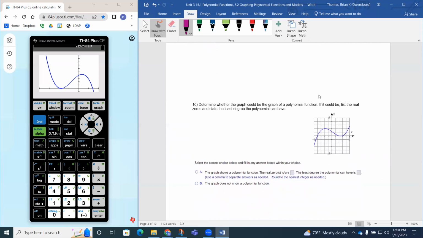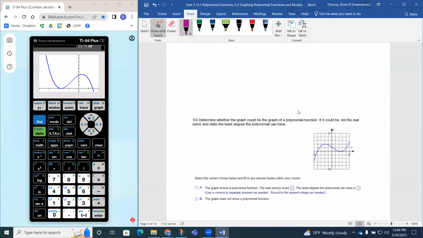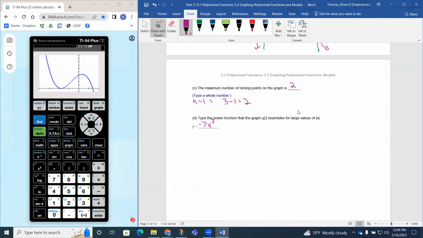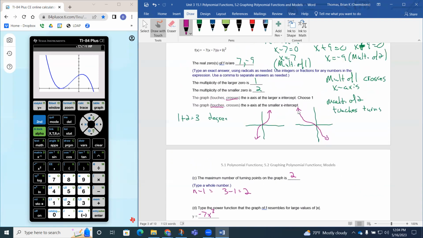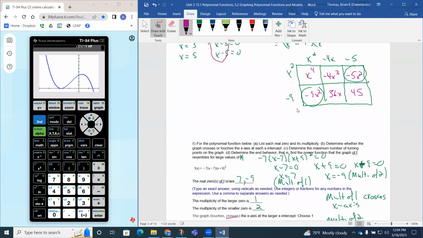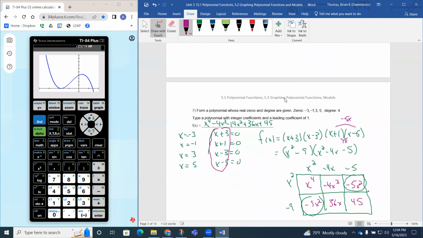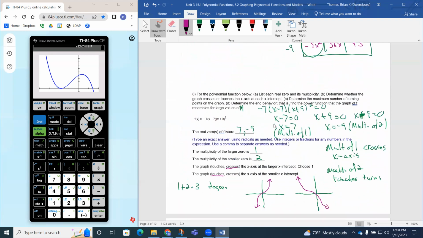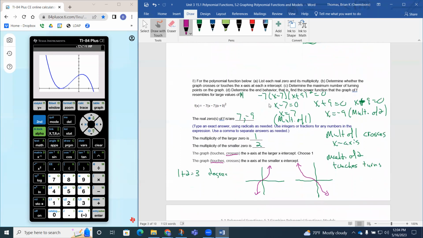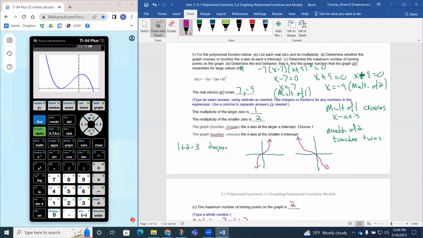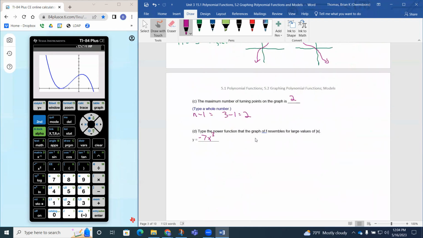So as we keep going here, determine whether the graph could be a polynomial. Now, this is question 10. So let me see here. Do we need anything else on this one? So question 8. So A, list B, determine whether the graph, determine the maximum number of turning points, determine the end behavior, that is, find the power function. Okay. So that's all they want us to do there on that one.